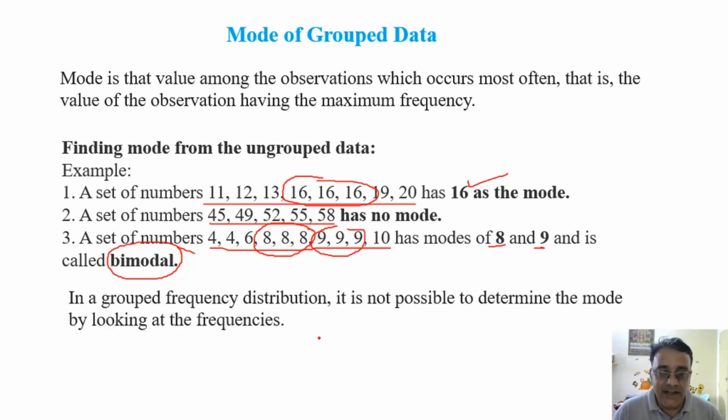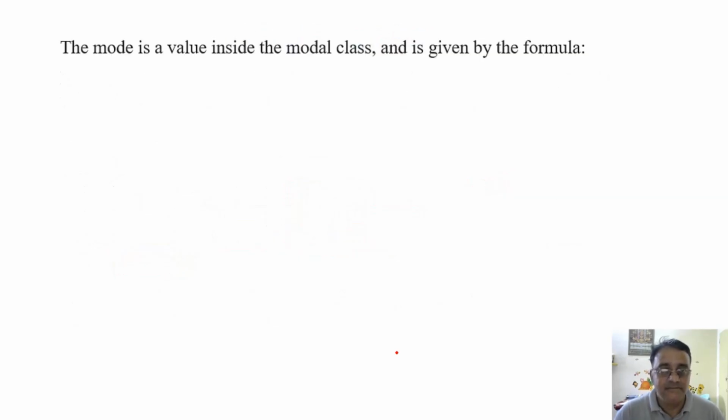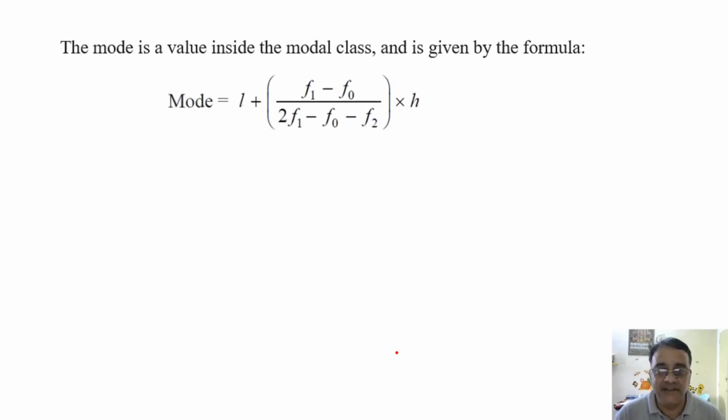Right? So in a grouped frequency distribution, it is not possible to determine the mode by looking at the frequencies, जबकि ungrouped में you can see the frequency and you can find out the mode. So इसके लिए एक अलग formula है. That formula we are going to learn. Okay, the mode is a value inside the modal class and is given by this formula: L plus f1 minus f0 upon 2 f1 minus f0 minus f2, into h.